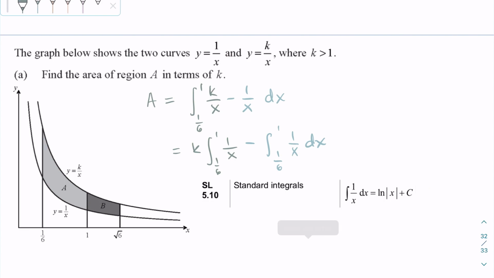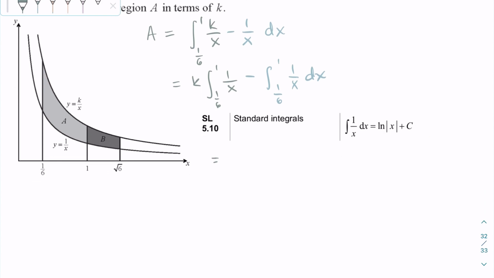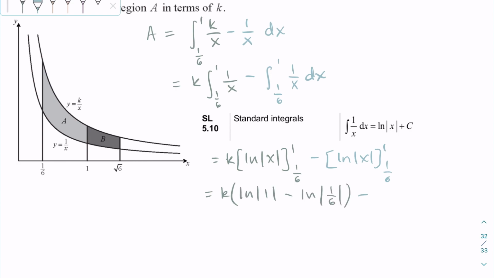We can then observe that 1 over x is actually a standard integral in the formula booklet, and this equals ln absolute value x. We can then use the fundamental theorem of calculus and substitute the upper boundary into both of the integrals and subtract the lower boundary when substituted into x.